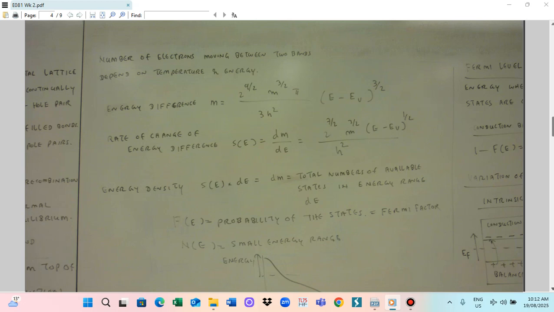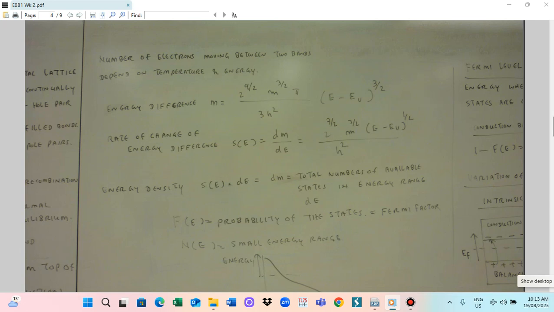The formula is 2 power 9 by 2, m power 3 by 2, pi divided by 3h squared, (E minus EV) power 3 by 2. So in this equation, m is the mass of the atom, h is the Planck constant, EV means the valence band energy, E means the energy at the conduction band. So the energy difference with the M can be calculated.